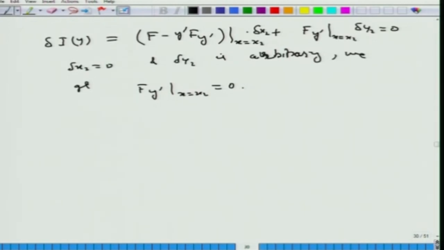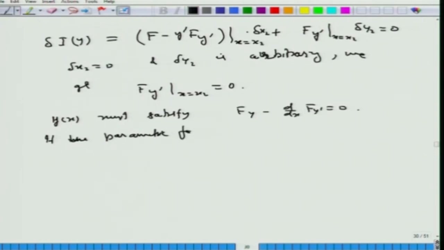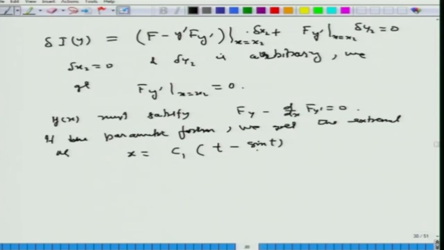In this case, we know that here the extremals, y of x, must satisfy this f_y minus d by dx of f_y prime equal to 0, which gives us, in the parametric form, the extremal as x equal to, this we had already solved, c1 (t minus sin t) and y equal to c1 (1 minus cos t).